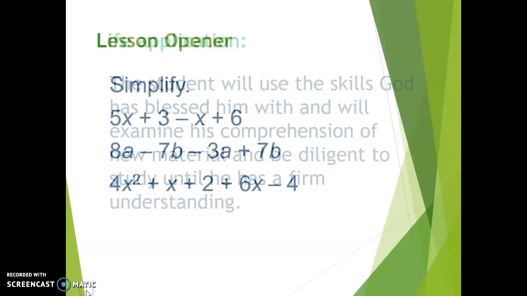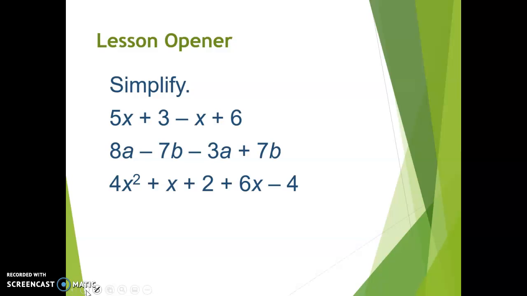Let's do a quick lesson opener for a review. Simplify these expressions by combining like terms. Pause the video, try this on your own, and resume the video when you've done these three. In simplifying these expressions, we know that we have to combine like terms. And if you remember, a like term has to have the identical variable, and that variable has to be raised to an identical power.